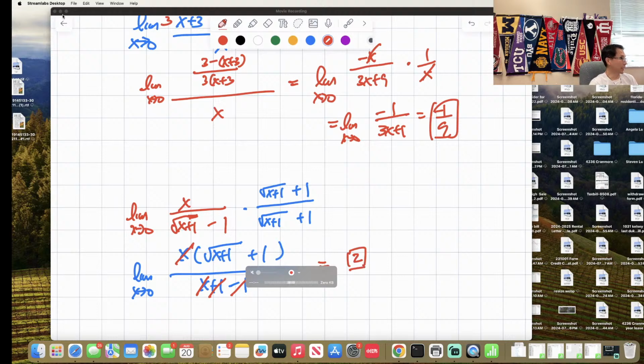We did it graphically, and we found out it's 2 earlier. We did it algebraically, and we find out it's 2. Good? And multiply by the conjugate.